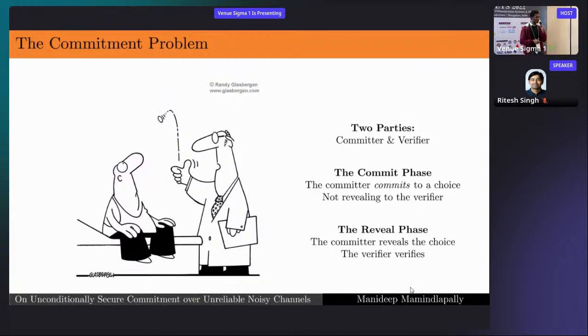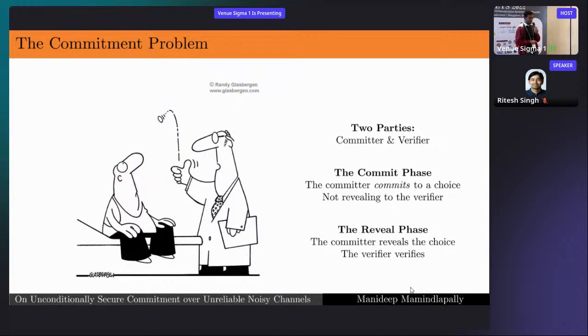Now, a commitment protocol is an alternate scheme which offers a similar desired functionality. In a commitment protocol, we have two parties, a committer and a verifier. The protocol happens in two phases. In the first phase, the commit phase, a committer commits to a choice but doesn't reveal it to the verifier. Only in the second phase, the reveal phase, he reveals the choice which the verifier later verifies. This is a simple functionality, and this finds widespread cryptographic applications.